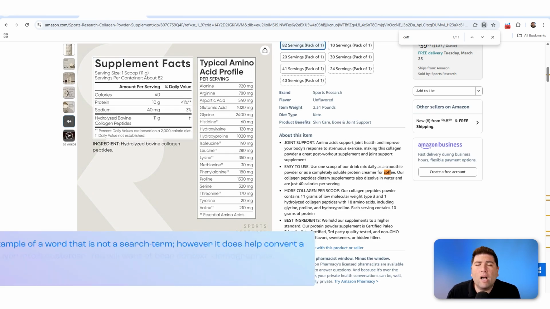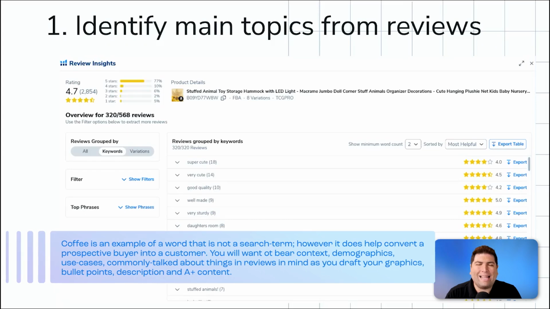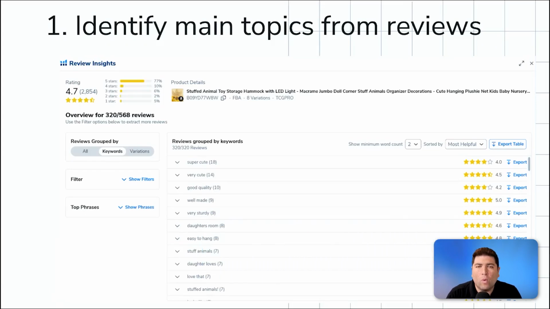This never would have come up in Helium 10 Cerebro keyword research, but they're doing research into how their customer uses the product. That is the top thing to do when you are doing customer insight research, is identify main topics of the review.